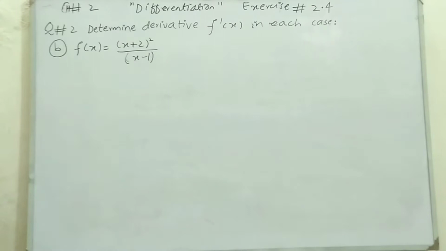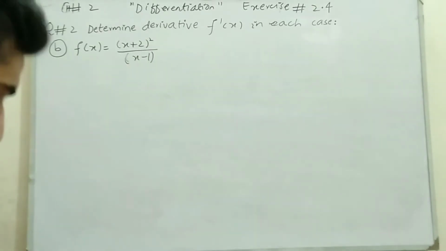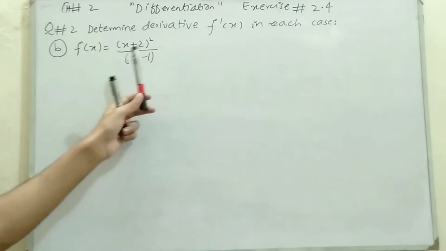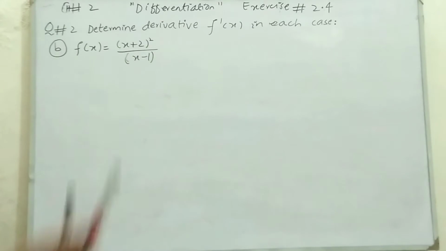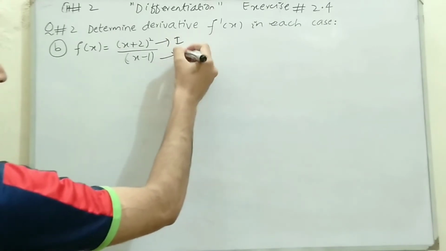Now move to part number B. It tells that a function f of x is equal to (x plus 2) whole square divided by (x minus 1). Find the derivative. Remember, here this function is given in the fraction form. So remember, when the function is given in the fraction form, we will use the quotient rule. So let's suppose this is first function and let's suppose this is second function.